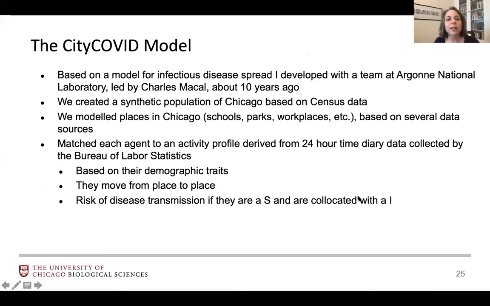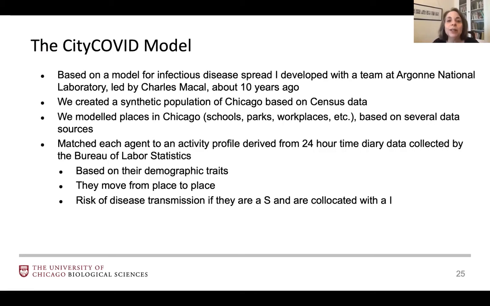I started building this model with the Complex Systems Group at Argonne National Laboratory, which is part of the Department of Energy of the US government and has an affiliation with the University of Chicago. And the group led by Charles Macal and I had a big project funded by the National Institutes of Health to build an agent-based model of Chicago to study a different infectious disease problem.